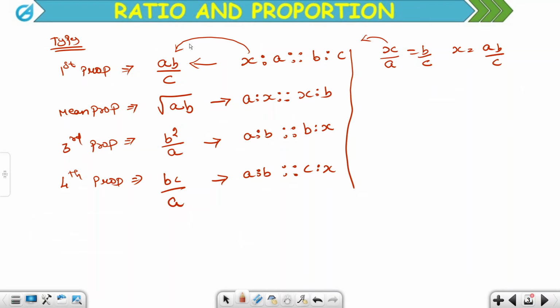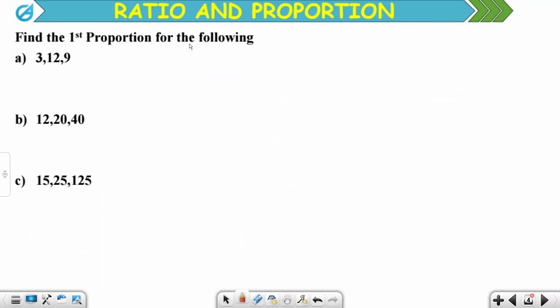Now, based on this, we'll see some questions. Find the first proportion for the following. What is the formula for first proportion? The first proportion is nothing but AB by C. But here we don't know what is the value of A, what is the value of B, and what is the value of C.